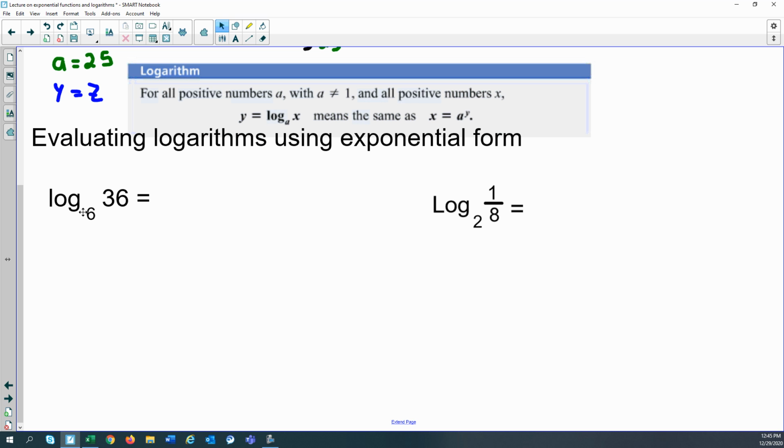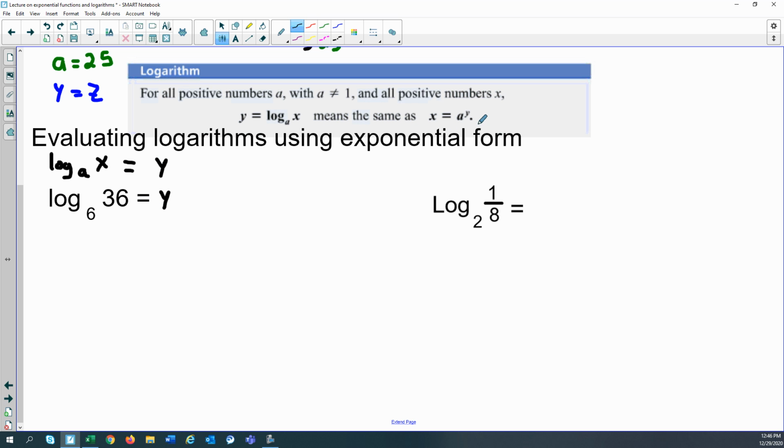Okay, so we are dealing with log base 6 of 36. So we want to see what this equals. Right now, we don't know what it equals. So we're going to give it a value or a variable. If you look at our form here, y equals log base a of x, we could write that as log base a of x equals y. So that may help you just figure out the variables. You see how the parts are lining up. So really what we're trying to find here is the y value.